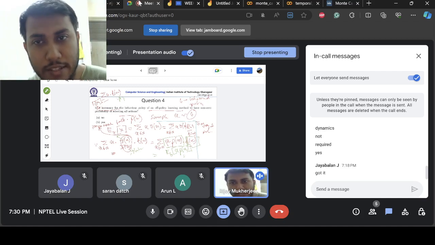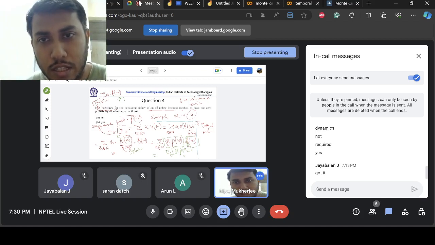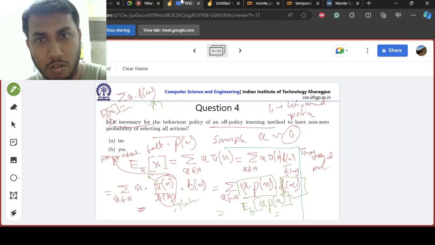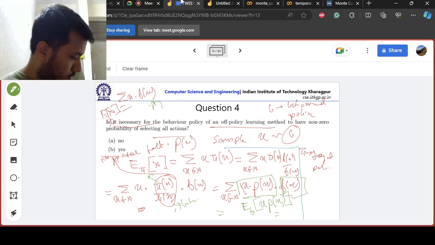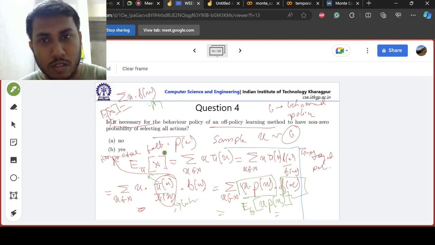So it is not necessary. So answer will be no. It is not necessary that the probability will be 0, non-zero. Answer will be no.